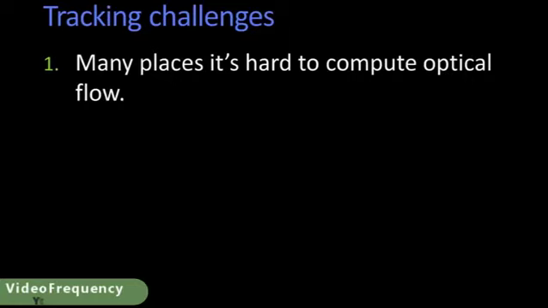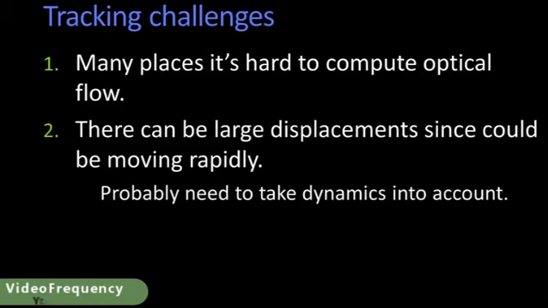There are a couple of challenges to just doing that. One, as we saw, it's hard to compute optical flow everywhere. You have to have just the right types of behavior for the gradient in terms of being able to track these features. Second, there might be large displacements. Between one frame and the next, something may have moved a lot, and so there's a lot of search that has to be done. One way of dealing with that is you might want to take the dynamics into account. How is this thing moving? Make a prediction.